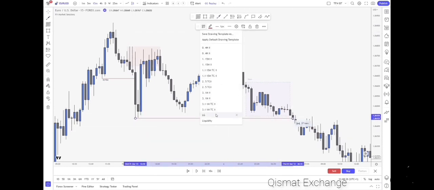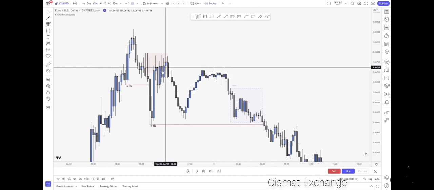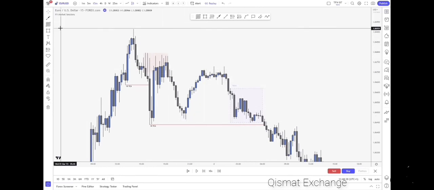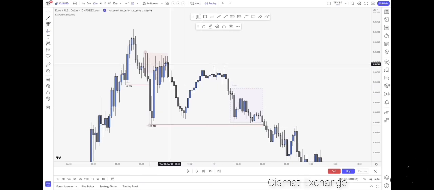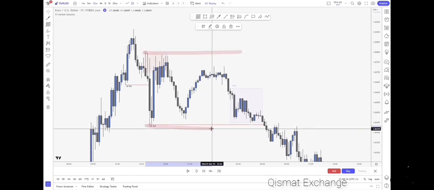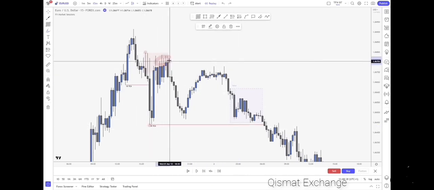Exactly right there, it caused the break of structure. Do we care what happens right there? No, this is all internal. Remember the exercise. This is our major high. This is our major low. Anything between these two levels is internal. Of course, this is where we're going to be looking for an entry.